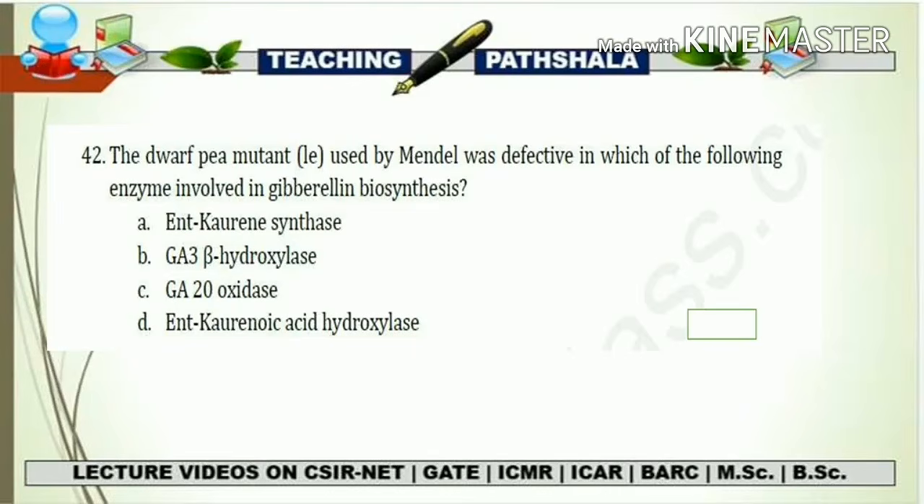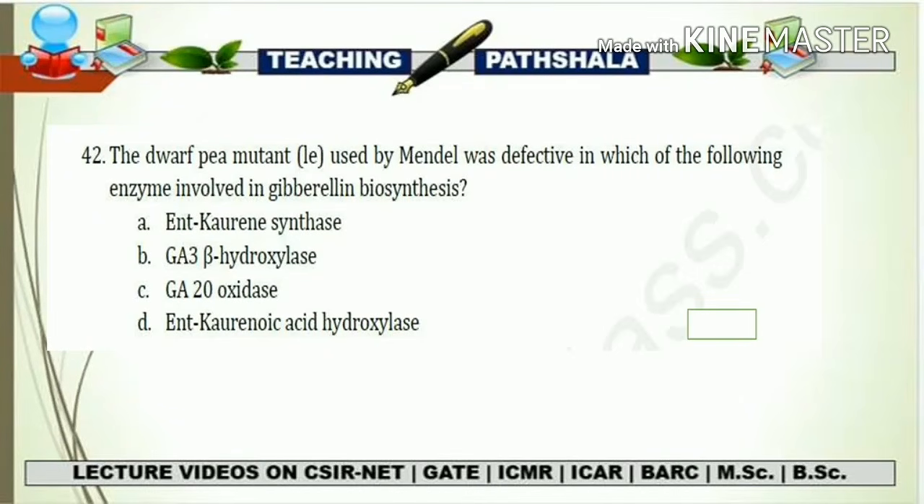So now let's move to one CSIR NET question. The question is: the dwarf pea plant, represented as small l and small e, used by Mendel, was defective in which one of the following enzymes involved in gibberellin biosynthesis? Whenever there is a mention of gibberellin biosynthesis, you have to assume they are talking about the biologically active gibberellin, because there is no use of a gibberellin that does not show biological activity.